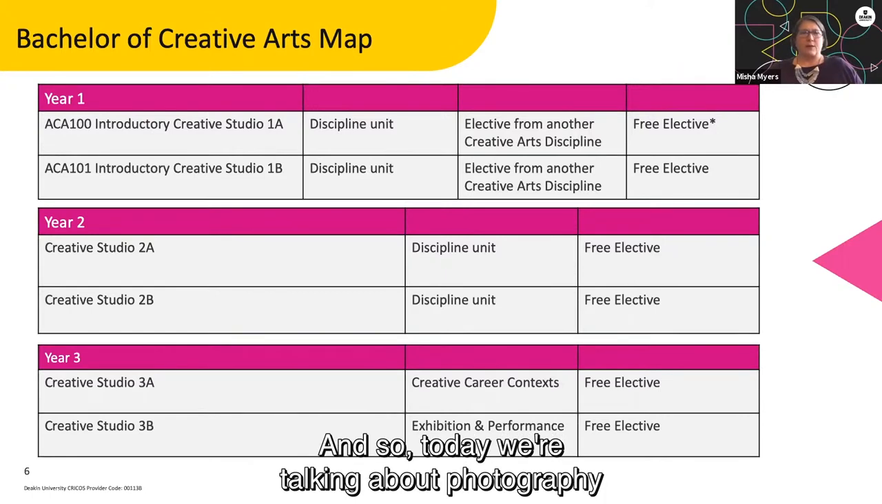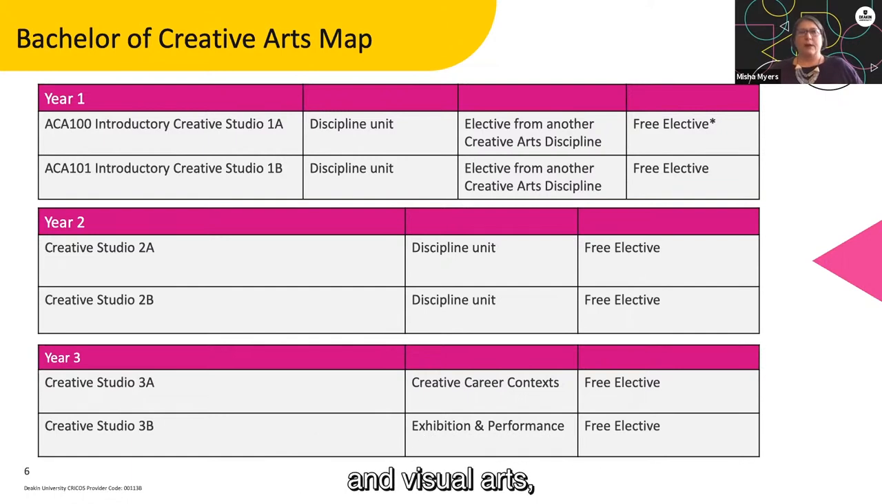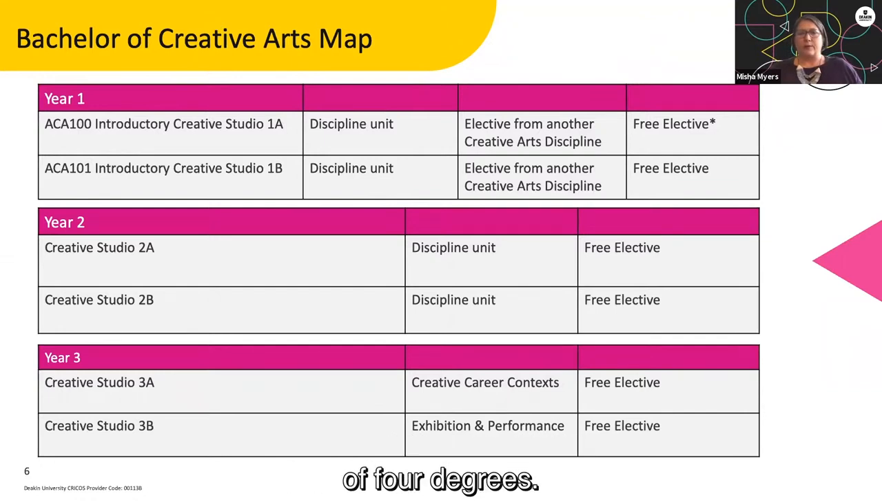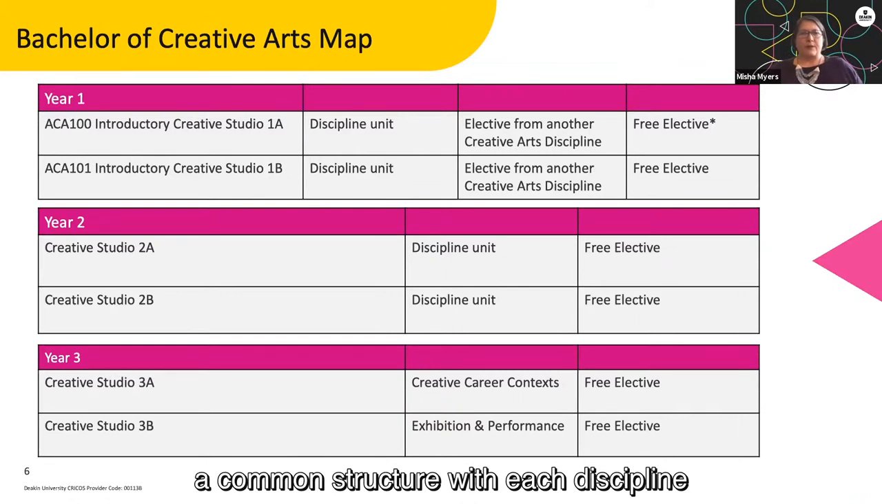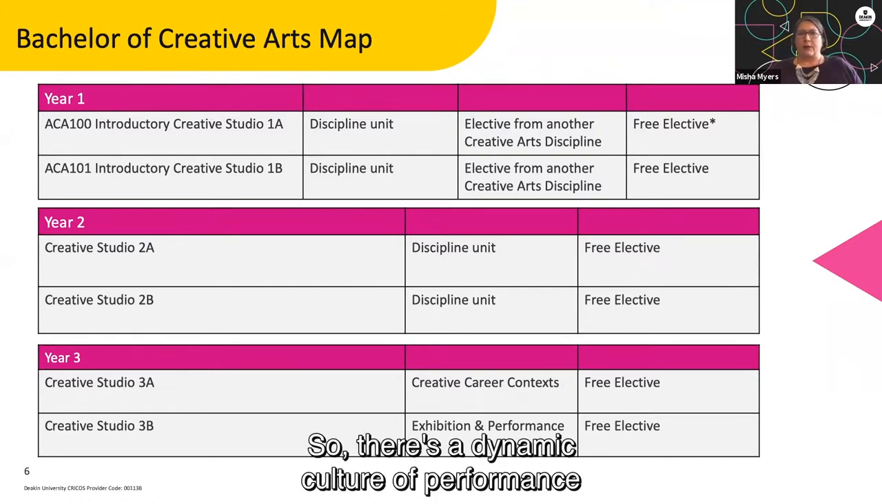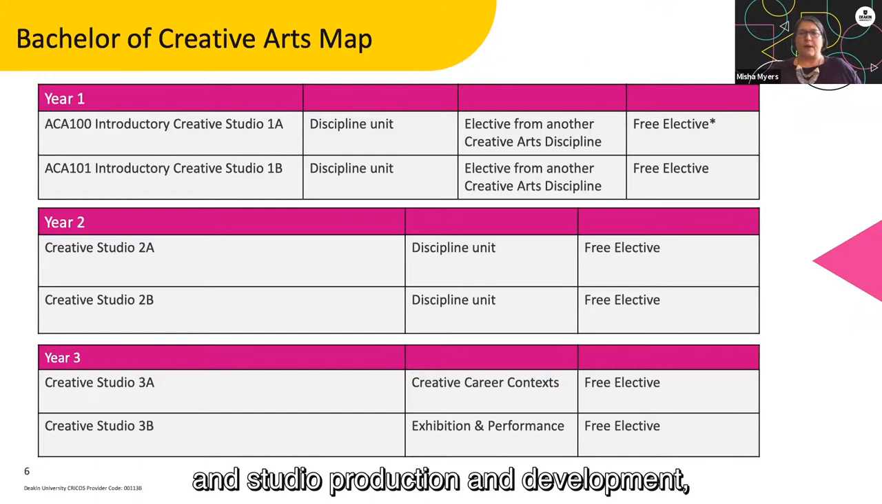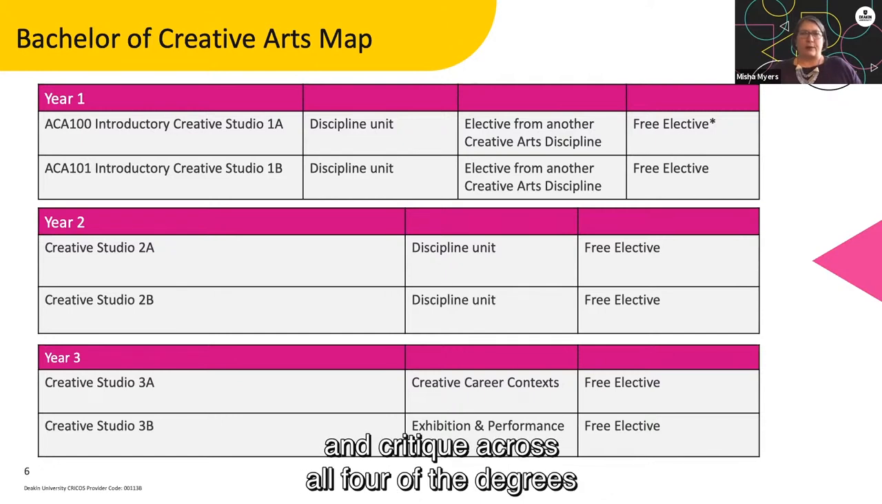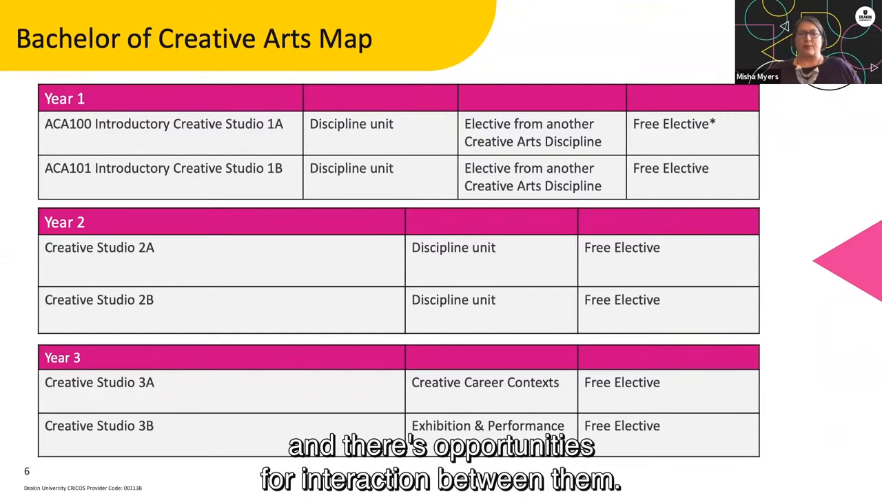So today we're talking about photography and visual arts, but we also have drama and dance in the portfolio of four degrees. And we share a common structure, with each discipline pursuing its particular skills and focus within this structure. So there's a dynamic culture of performance and studio production and development, collaboration, experimentation, and public presentation and critique across all four of the degrees. And there's opportunities for interaction between them.